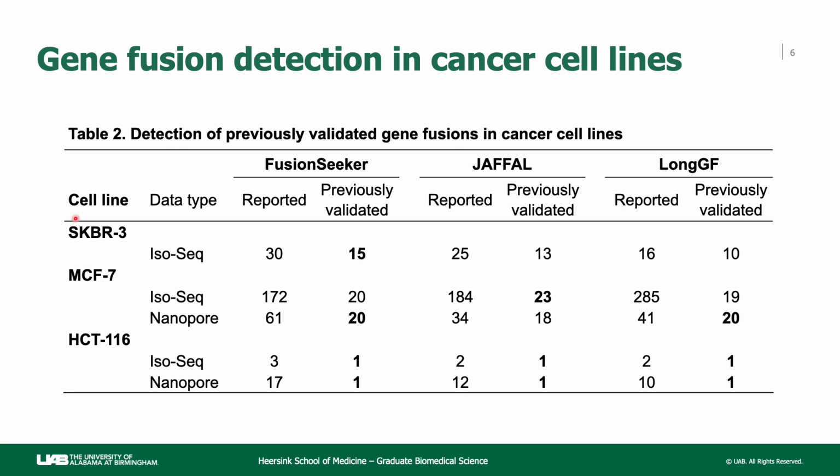So here we have SKBR3, which is the breast cancer cell line. We have the ISOSeq data, and FusionSeeker reported 15 previously validated events, and JAFFAL has 13, and LongGF has 10. And in the MCF7 cell line, we have both ISOSeq and nanopore datasets, and FusionSeeker reported 20 events in both cases. JAFFAL has 23 and then 18 events here, and LongGF has 19 and 20 here. And the last one is a bit tricky. This one only has 2 previously validated events, and all 3 callers can report 1 of them.